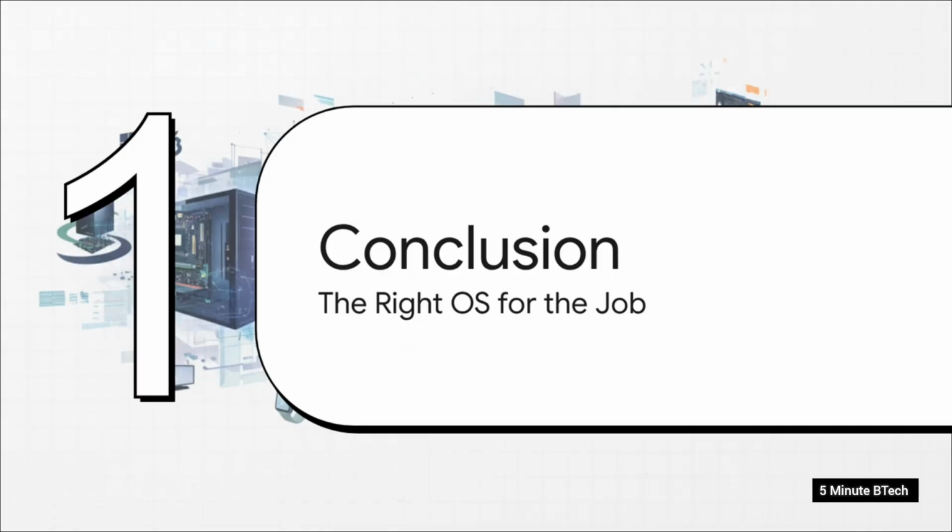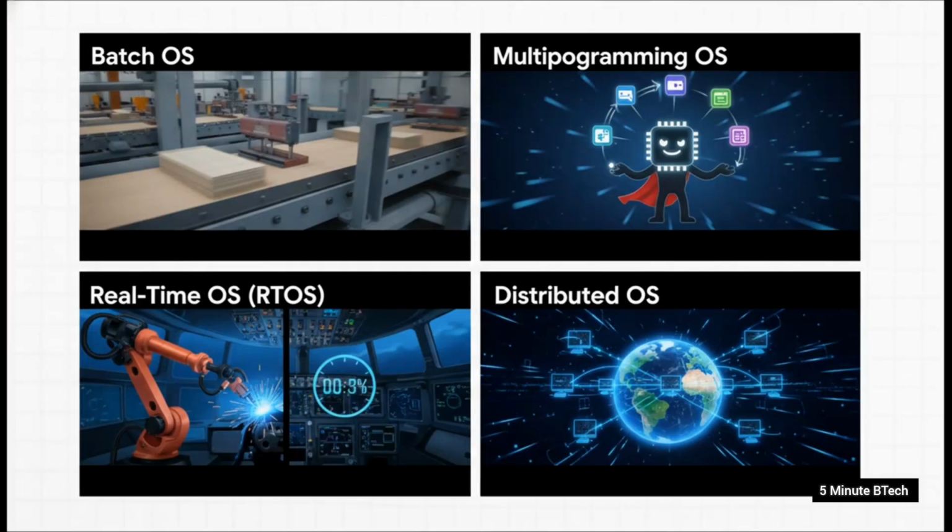So as we wrap things up, what's the big takeaway from all this? It's pretty clear. There's no such thing as the single best operating system. The real question is always, what's the right tool for the job? We looked at 4 totally different problems, and each one had its own clever solution. The batch OS for raw, repetitive power, the multiprogramming OS to stop wasting precious CPU time, the real-time OS for tasks where deadlines are absolute, and the distributed OS to get a level of scale and reliability that no single machine could ever hope to achieve.